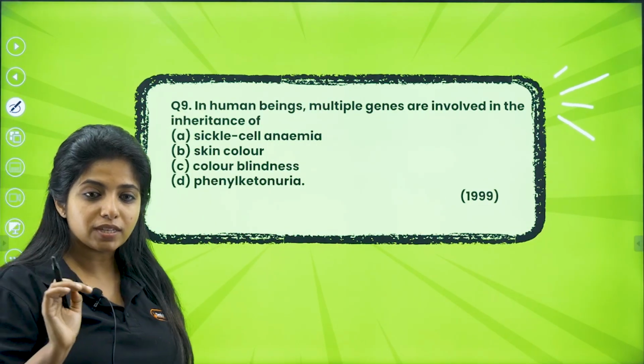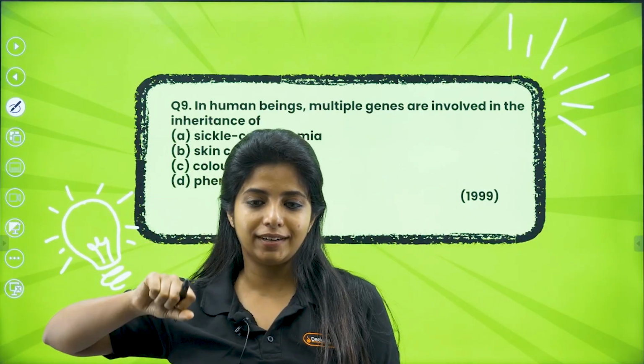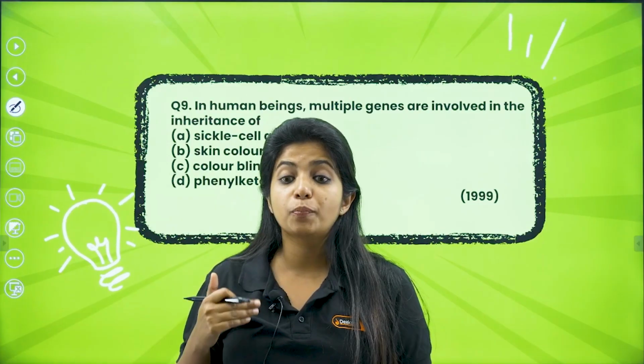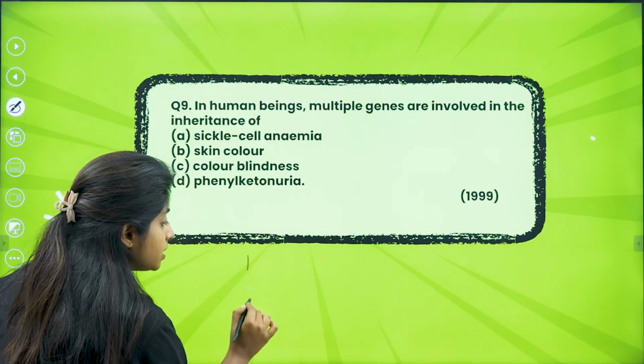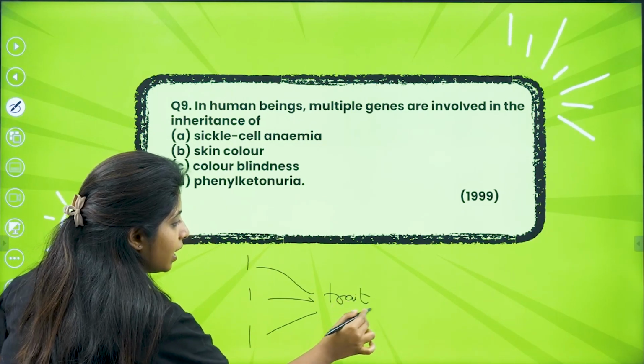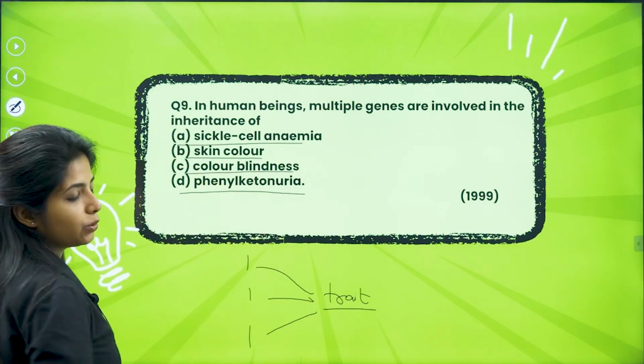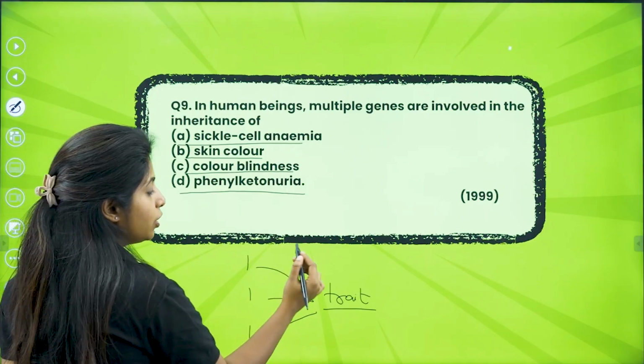Cool. Okay. 10th: in human beings, multiple genes are involved in the inheritance of what? Usually we study that basically one gene is responsible for one trait. But there is something known as polygeny, where multiple genes decide the trait. And where do you see it? Sickle cell anemia, skin color, color blindness, phenylketonuria.